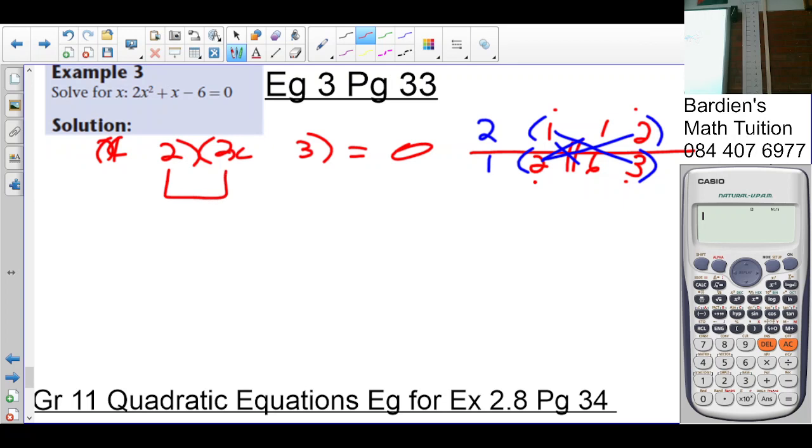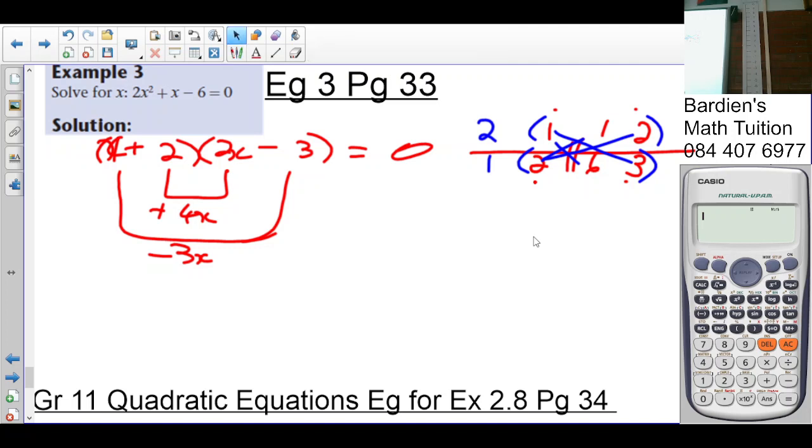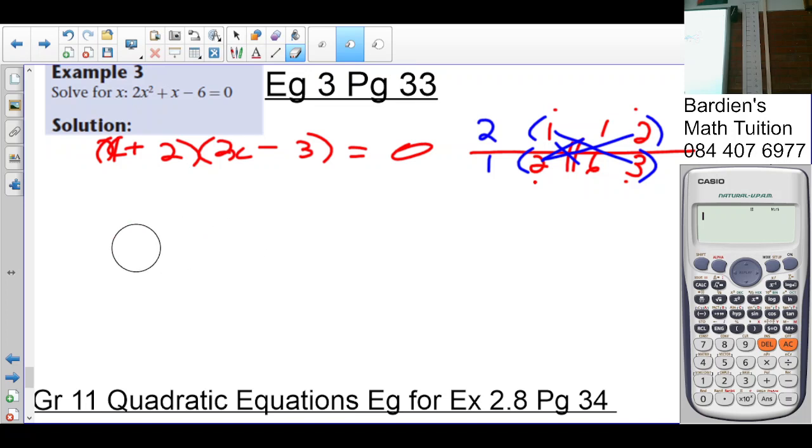So that's going to give us 4x. And that's going to give us 3x. So which one is greater? The 4. So that's going to be plus, and that's going to be minus. Okay, you understand, people? Let's go.